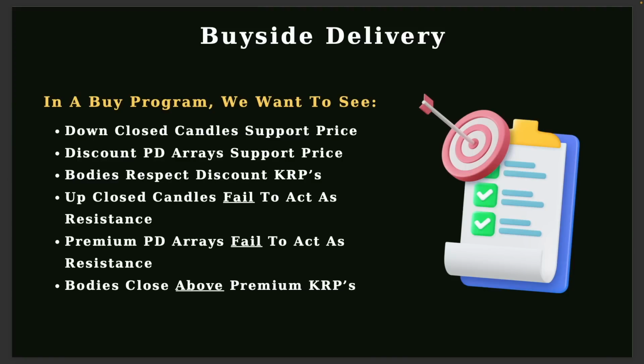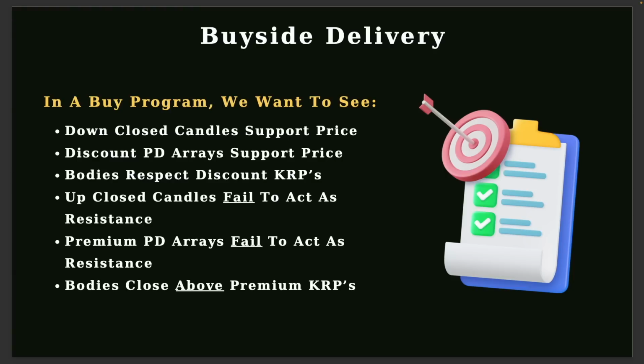Down close candles supporting price. That would be your bullish order block. Discount PD arrays in general supporting price. So discount fair value gaps, order blocks, bullish breakers, things of that nature. We also want to see bodies respect discount key reference points, because remember, the bodies tell us the story, and those are the algorithmic signatures that we look for.